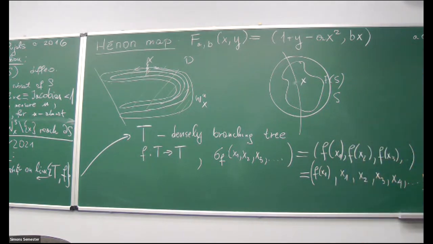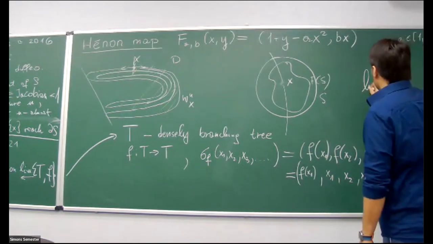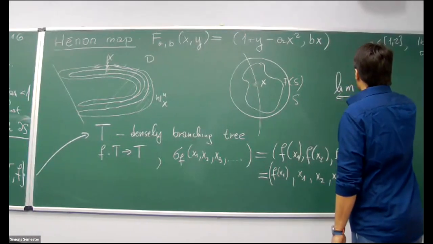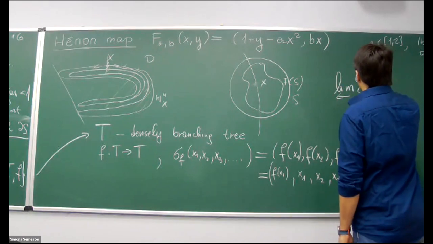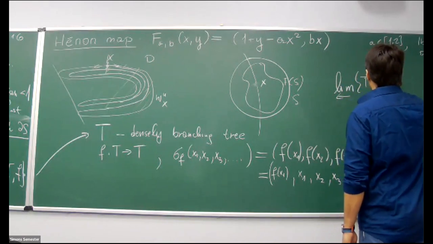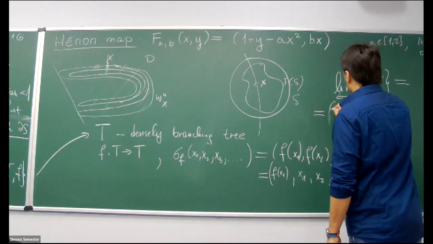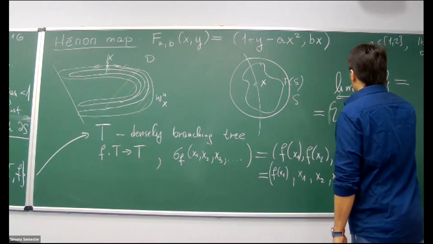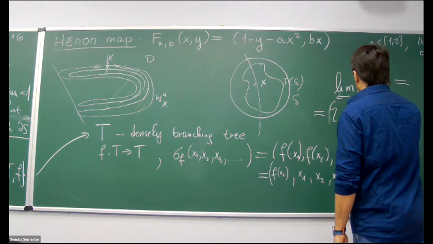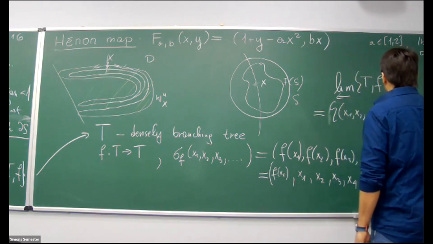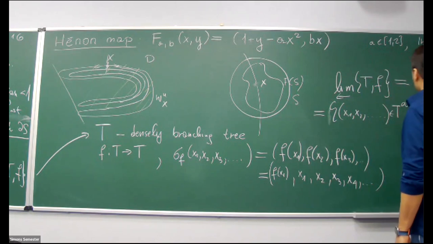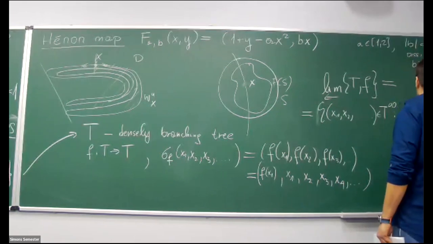Because you're in the inverse limit, maybe I should also define that. The inverse limit of T, F is equal to the space of all sequences such that f of x_{n+1} is equal to x_n.